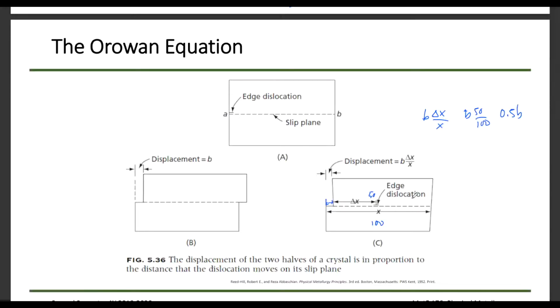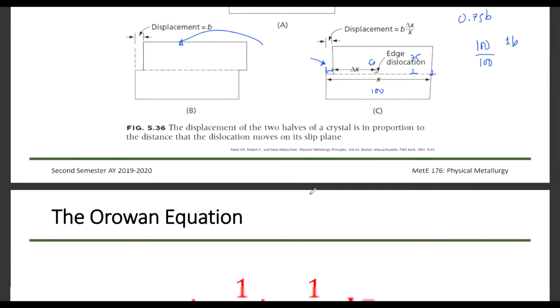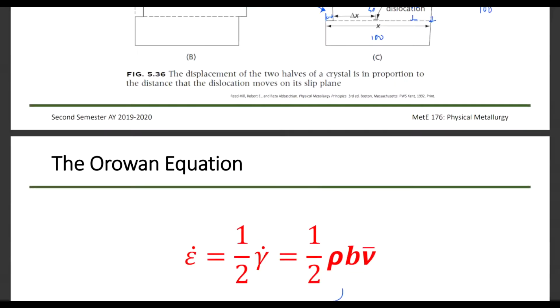If it has moved, say, 3/4 of the way, so that's 75 units, then it makes sense that the displacement should be 0.75B. And if it has moved all the way to the end, then it has moved 100 over 100 units. So it becomes 1B, which is exactly the case here. Okay?